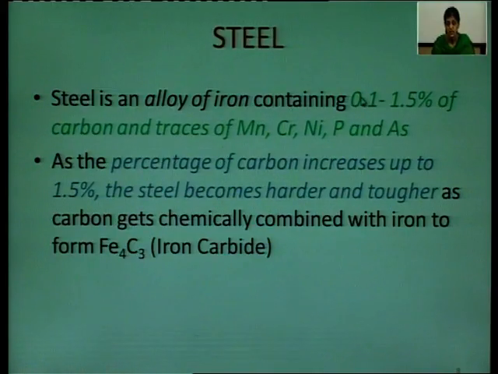So, what is steel? Steel is an alloy of iron and it contains 0.1 to 1.5% of carbon along with traces of manganese, chromium, nickel, phosphorus and arsenic. And as the percentage of carbon increases up to 1.5%, the steel becomes harder and tougher, because carbon will react with the iron of the steel to form iron carbide. So, this is what is steel. Now, we will be studying about the types of steel.